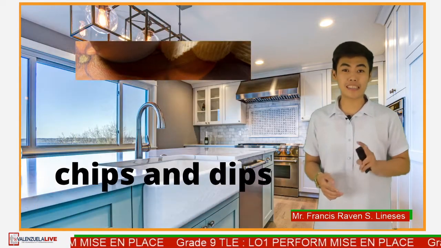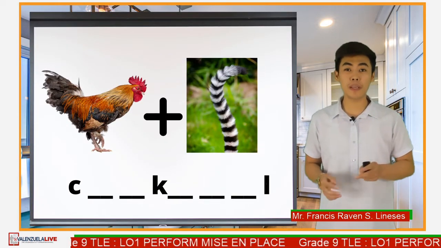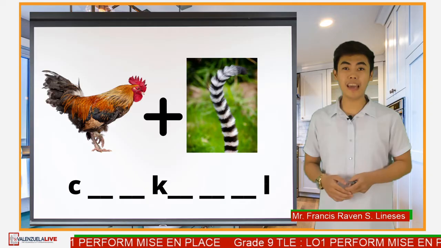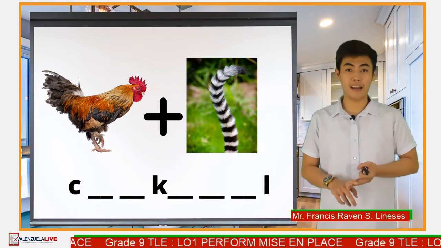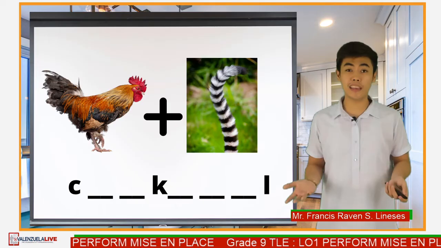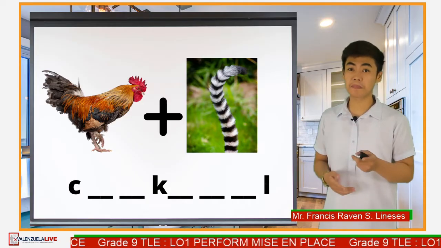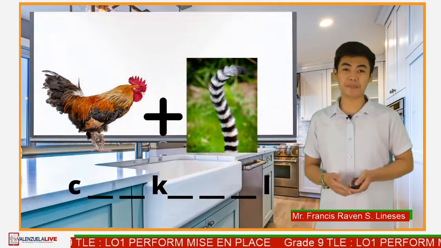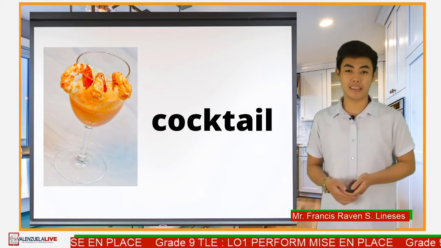Okay, so for our second set of combi word, we have 2 picture hints. Okay, and we have letter C, K, L as our letter hint. What do you think is the correct answer? Okay, let us check. Excellent. The correct answer is cocktail.